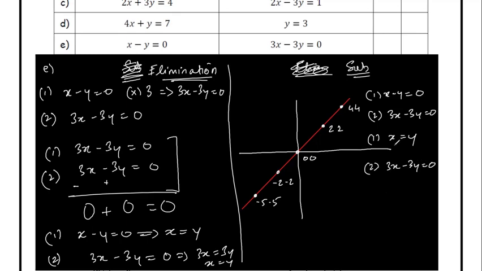Okay, so I'm going to substitute the value of x as y. So I get 3y minus 3y is equal to 0. So that is 0 is equal to 0, or 3y is equal to 3y. Basically it just shows you that the left hand side is equal to the right hand side, and you get infinite values. That's it. And those infinite values are such that x is equal to y.